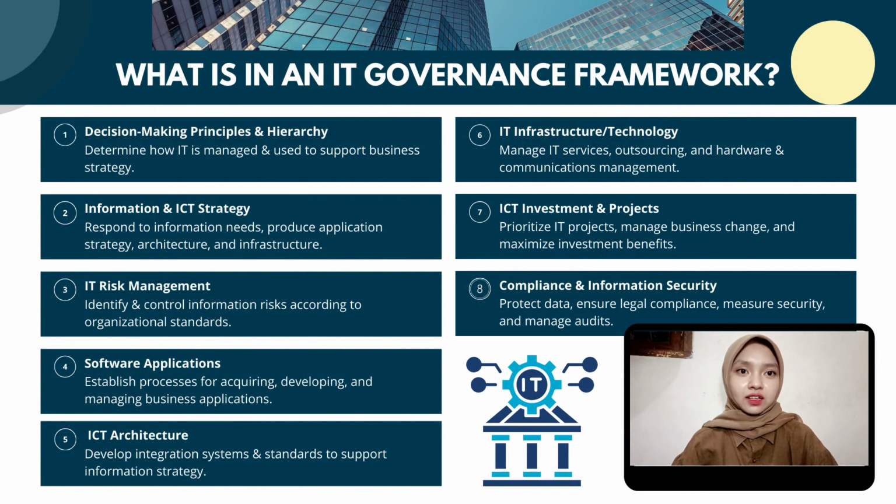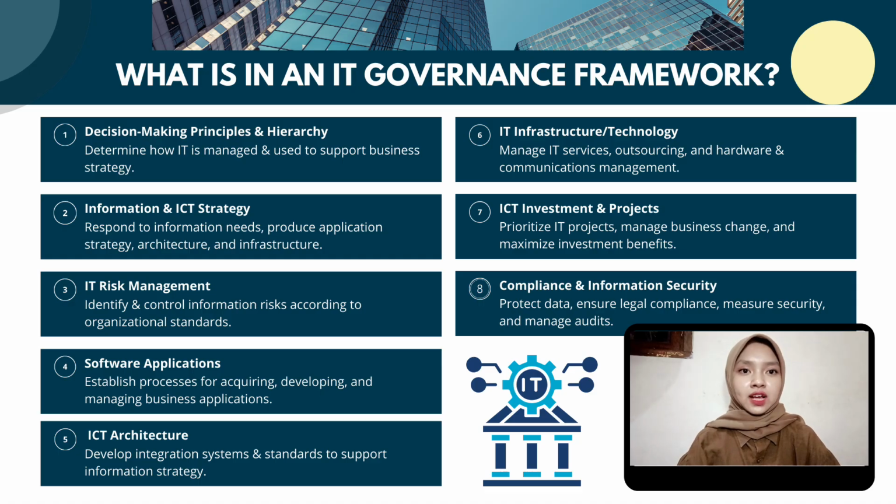Next is the material about what is in an IT governance framework. The IT governance framework consists of 8 interrelated key decisions. First, we start from the principles and hierarchy of decision making, namely the basic rules on how IT is managed and used to support business goals. Then, information and ICT strategies are created to answer the company's information needs. After that, IT risks must be managed so as not to disrupt operations.